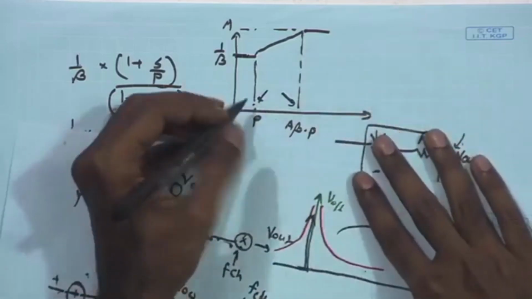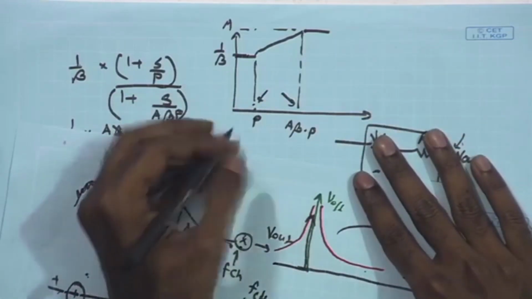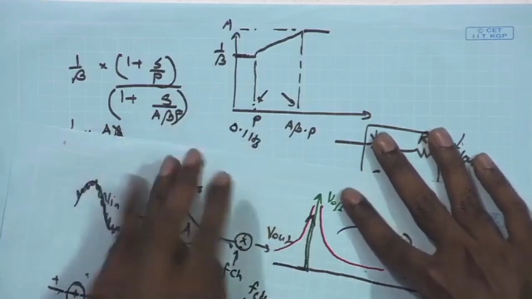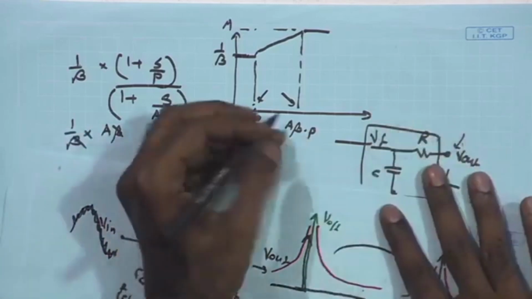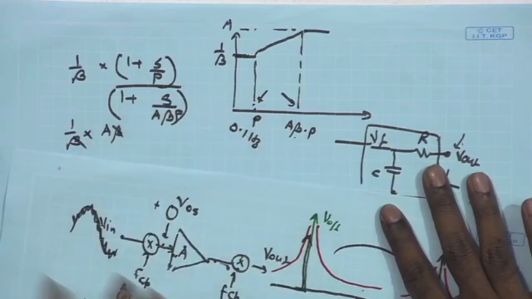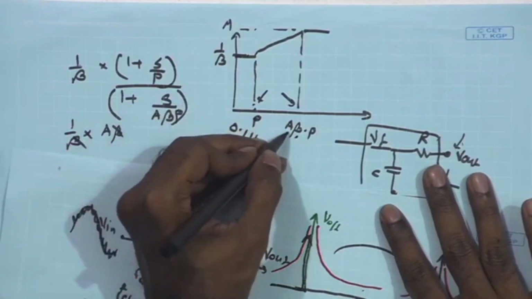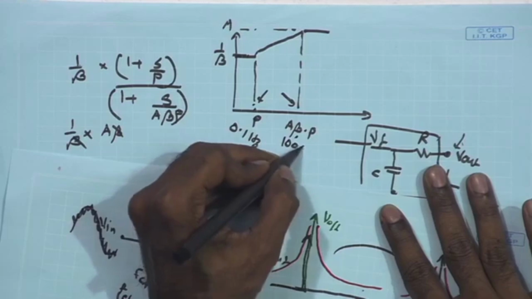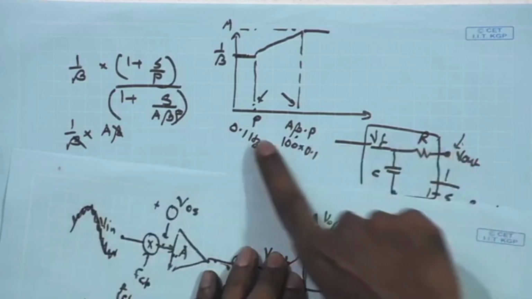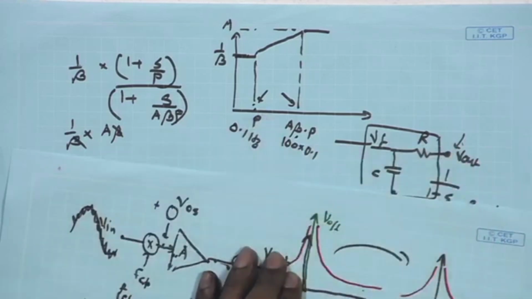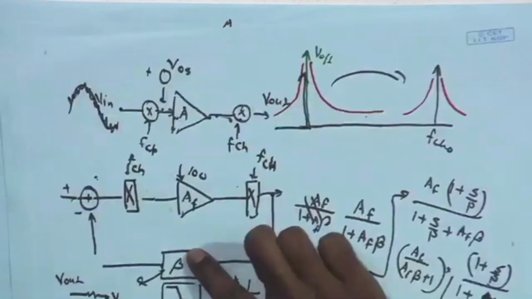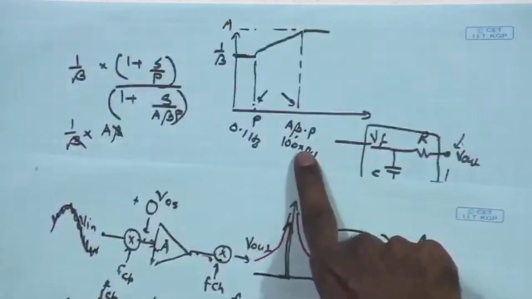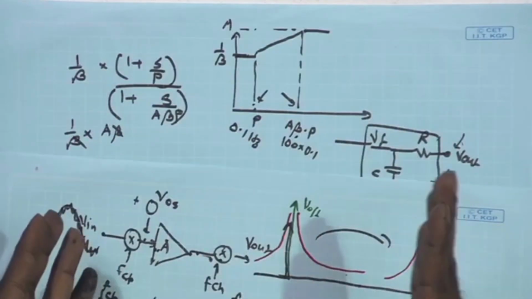For example, in our application, if I want to set p at say 0.1 hertz, and the A beta quantity, what is the beta? As I said, beta is 1 for low frequency. So, beta is 1, A is 100. So, 100 times 0.1, it is 10 hertz. So, if I keep this at 0.1 hertz, the low pass cutoff frequency of the filter in the feedback, this will be 10 hertz. This means the signal content below 10 hertz will also be suppressed.